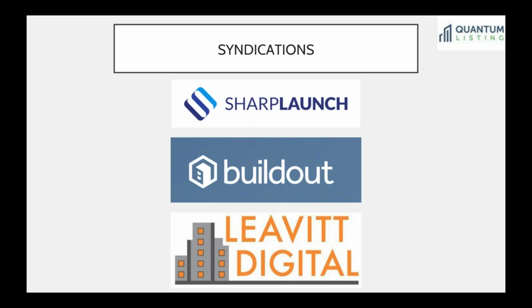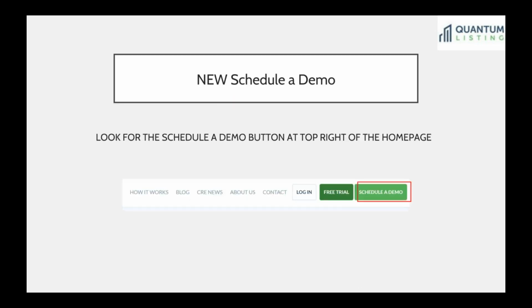So I really encourage you, if you're not using Sharp Launch, if you're not using Build Out, which also syndicates to Levitt Digital, that you use Quantum Listing to push your listings out to Levitt Digital, because A, it doesn't cost you anything extra, and B, you'll get more eyeballs on your listings.